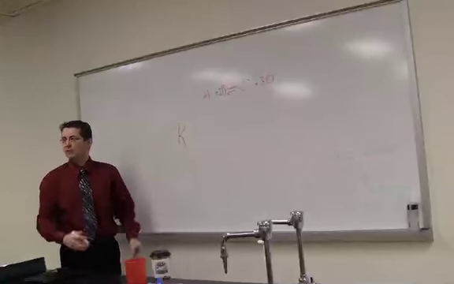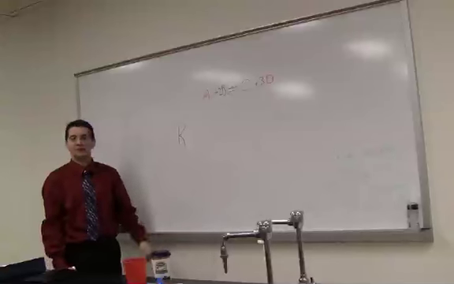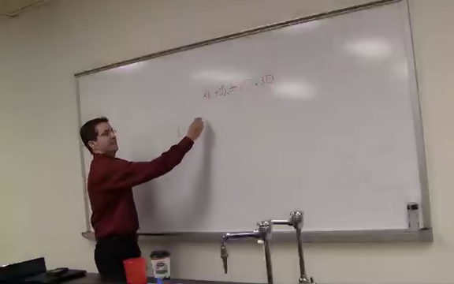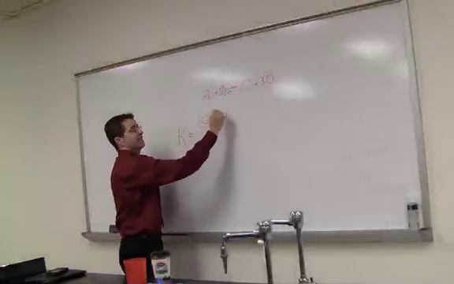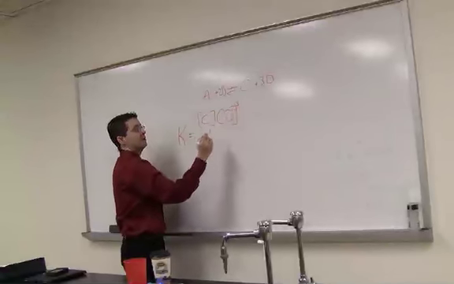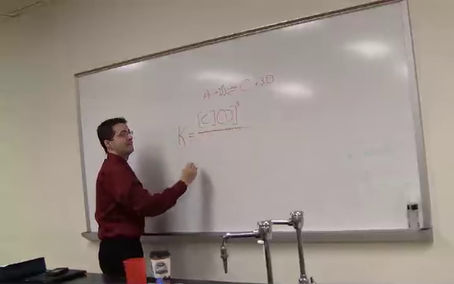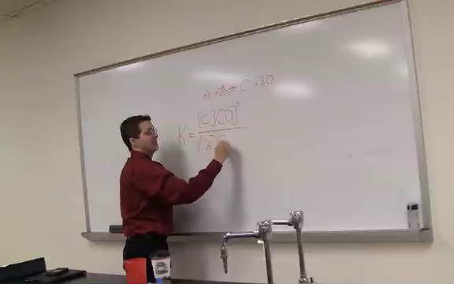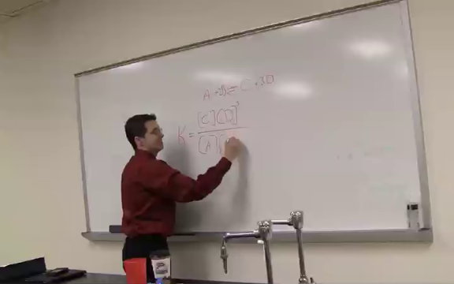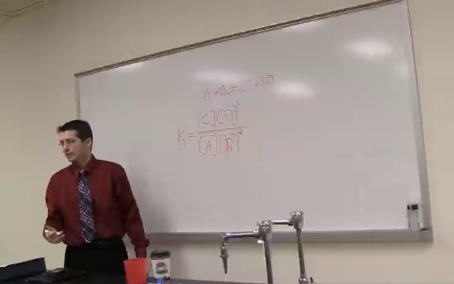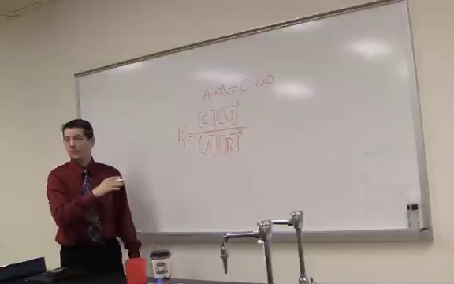What's the form of the equilibrium constant going to be? C to the first power times D to the third power, over A raised to the first power and B raised to the second power. Equilibrium constants always look like that. They always have that same form.